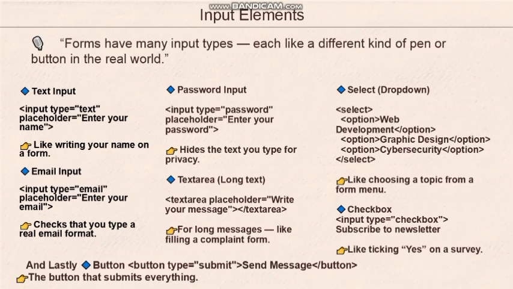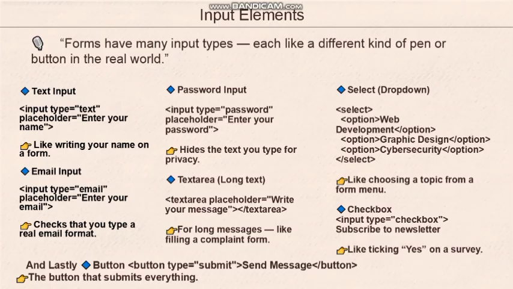The next input element we have is called textarea. This can contain as many words as possible, whether 200, 300, 400, because this one is meant to collect long text like a complaint form, suggestion box, support ticket. This is the input element for that function.